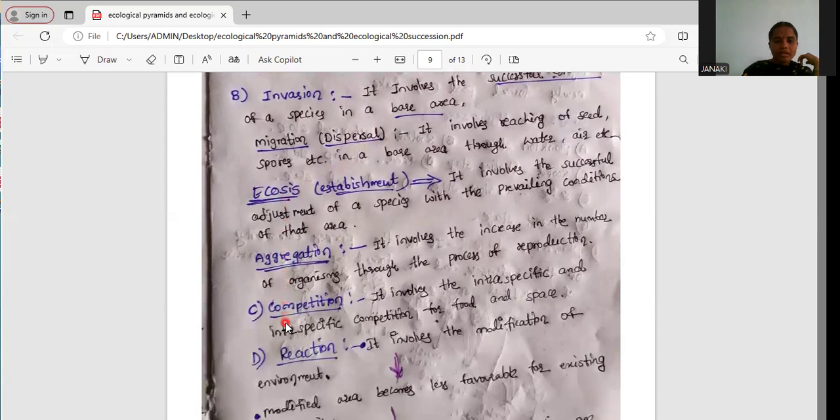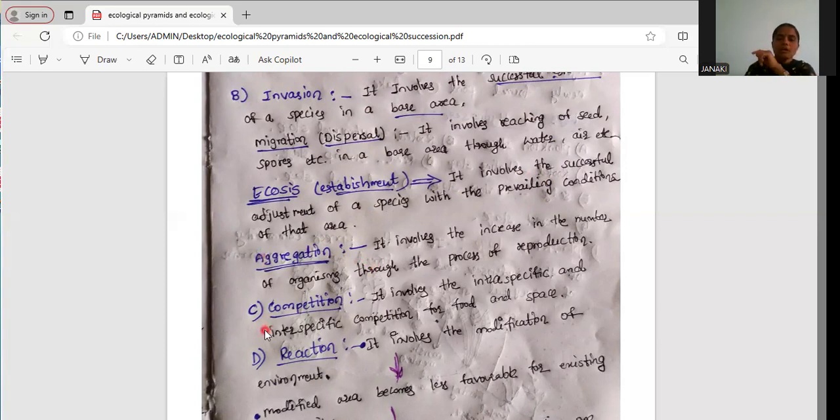In invasion, the first step is migration, then ecesis, then aggregation. Ecesis is the establishment. It involves the successful adjustment of a species to the prevailing conditions of that area. Aggregation involves the increase in the number of organisms through reproduction.